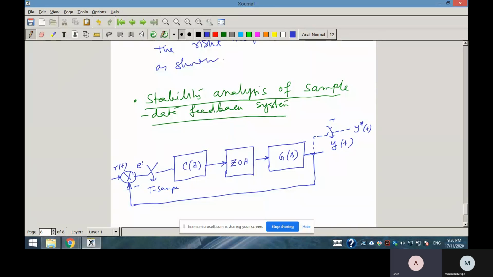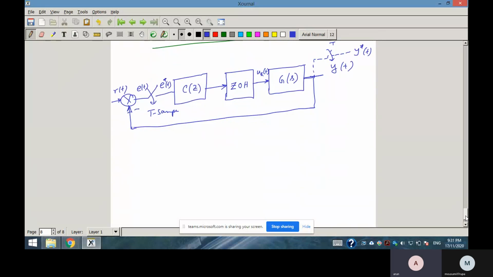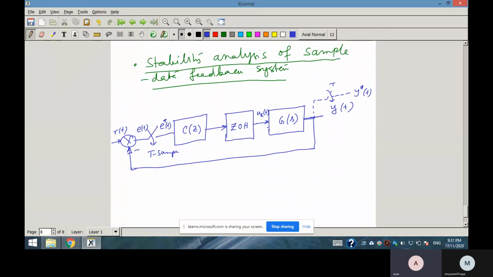So here your e(t) is the tracking error. This is your e star(t). This is your hold output u_h(t). Okay, so this is your hold output. So now what do I have to do? So here some intermediate.